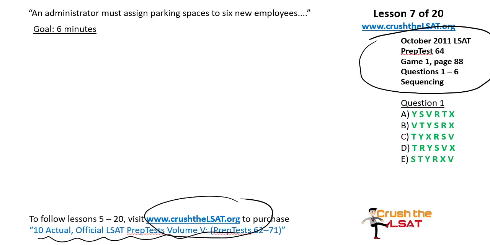And what do we have here? We have a sequencing game. We have 6 parking spots and 6 employees. RST VXY. So we have RST VXY. And I'm going to write Y in cursive.